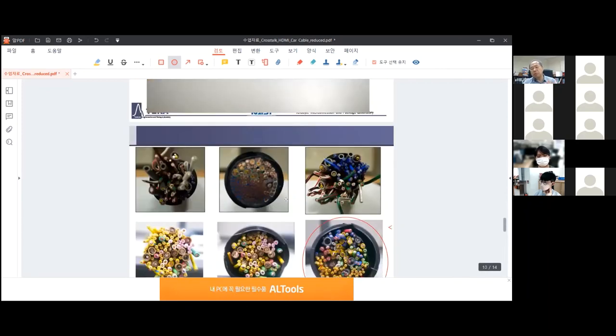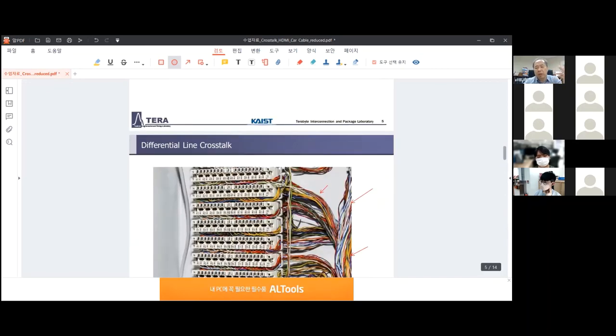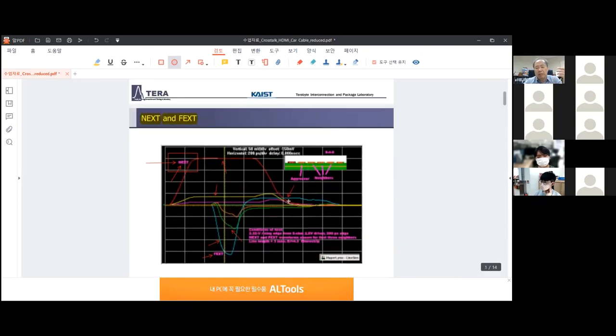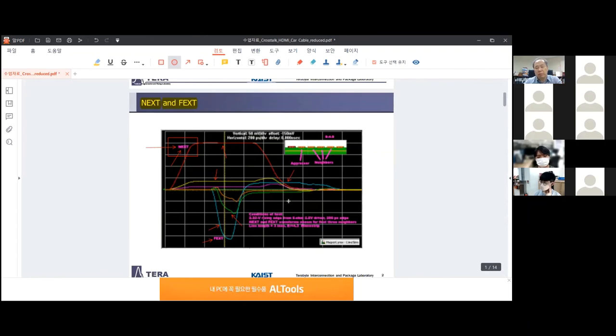So today, I was talking about the specific crosstalk problem called near-end and far-end crosstalk. My message was that crosstalk is very important, and when you are designing the connections, you have to consider near-end and far-end crosstalk very heavily. And in order to understand the physics related to near-end and far-end crosstalk, you have to apply circuit theory principles as well as electromagnetic field principles. That is the difficult part of crosstalk.